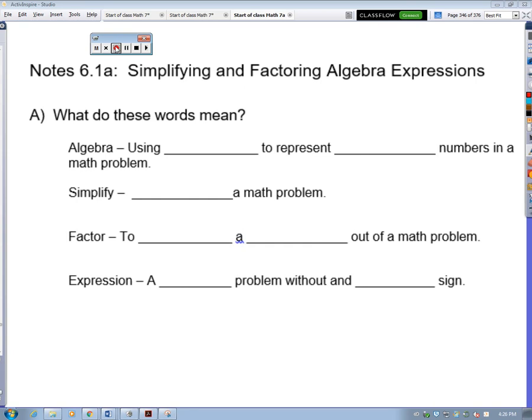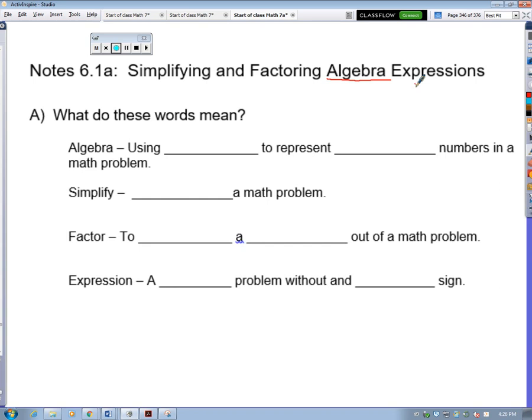We are moving on to Chapter 6 now, and Chapter 6 is going to deal with some algebra. That's the thing we're going to be working on here in Chapter 6. Today we're going to be simplifying and factoring algebra expressions. I want to talk about what these words mean first, because I gave you a lot of strange math words, so I want to break that down a little bit.